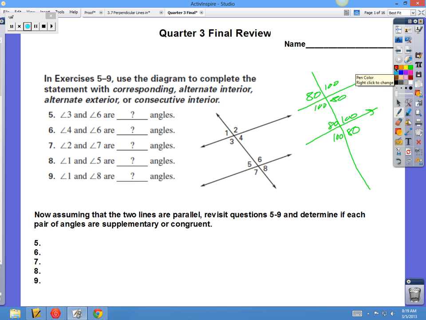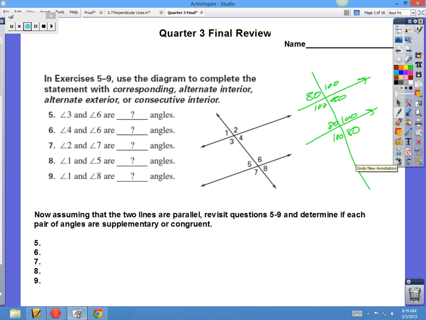Okay, now if you're looking at this, it's going to be a lot easier to tell. So angle 3 and 6 is kind of this and this. 100 and 100, they are congruent. So 5 would be congruent. Okay, 6, let's look at 6. 6 is angle 4 and 6. So 4 and 6, let's find them. 4 and 6 would be here and here. So if I look on my picture, 4 and 6 are here and here. And those are supplementary. So number 6 would be supplementary.